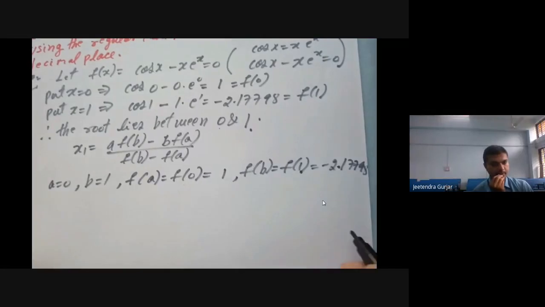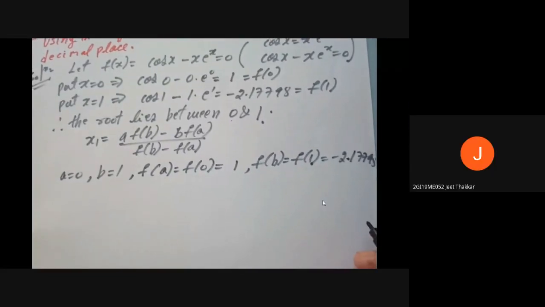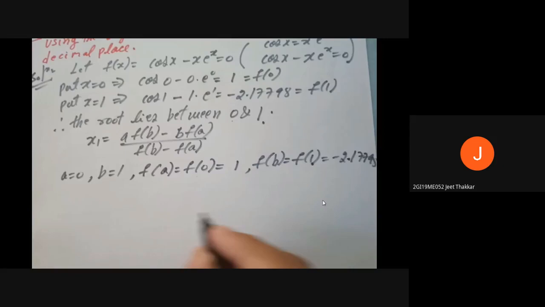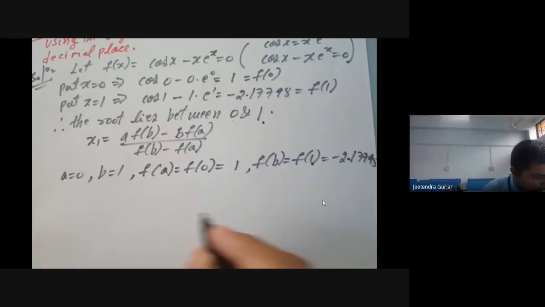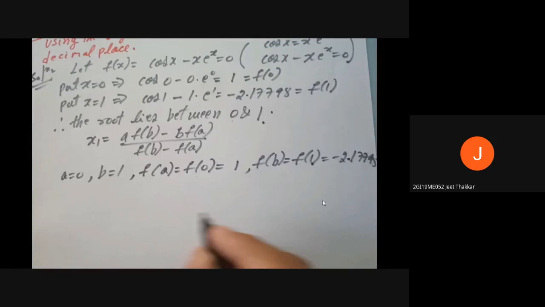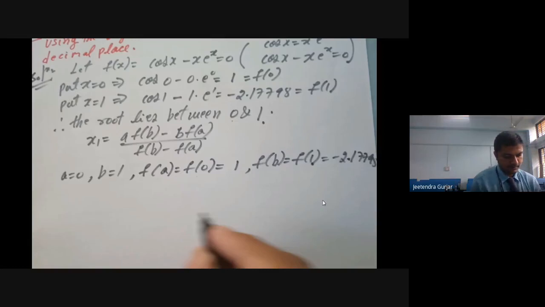Is it clear? Sir, f of 1 will be minus 1.71, right? Yes, sir, 1.71. Should the angle 1 be taken in radians or degrees? You have to take it in... Wait, I will just check once again on the answer.